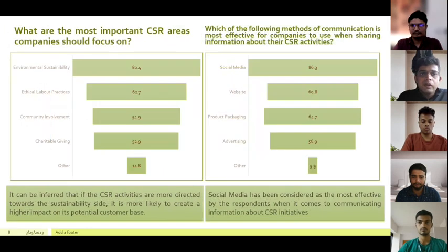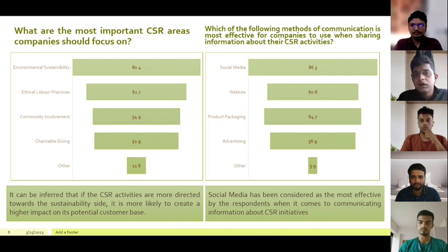Now, the next question that we asked our respondents was, what are the most important CSR areas that companies should focus upon? Around 80.4% of our respondents stated that environmental sustainability is the most important issue, followed by 62.7% who stated that ethical labor practices are most important, followed by community involvement and charitable giving. Thus, if a company wants to utilize the disposable income for CSR initiatives, they must focus upon these aspects, because it is in tandem with the desires of the potential consumers.